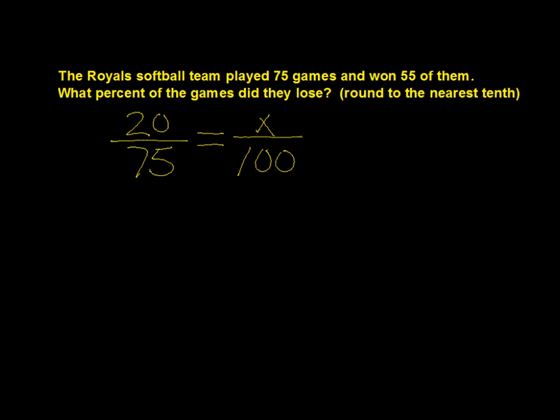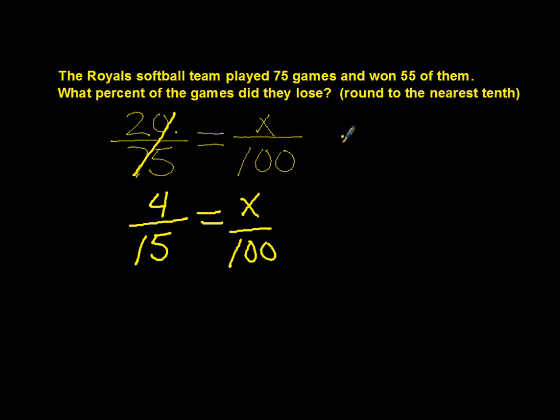Cross multiply. You can actually simplify 20/75 first. That might be easier, so let's do that. They're both divisible by 5. 5 goes into 20 4 times, and 5 goes into 75 15 times. And we end up with this new proportion. Now we can cross multiply. Either way, you'll get the right answer, even if you didn't simplify first. 15x equals 400. Divide by 15. Divide by 15.